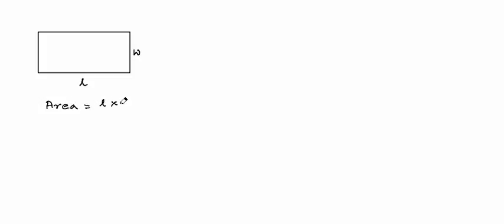The area of a rectangle with length L and width W is given as area is equal to length times width.